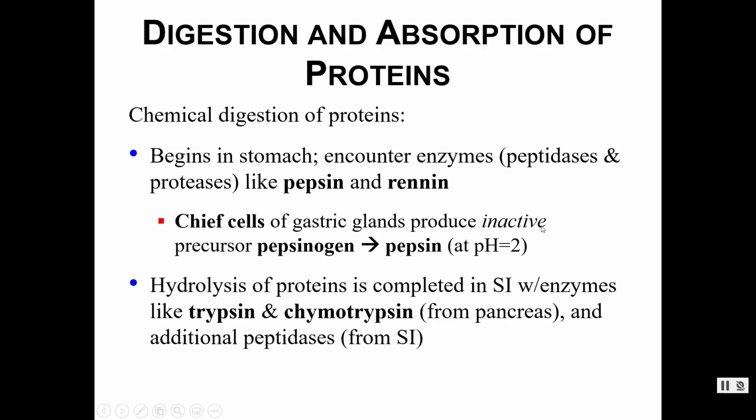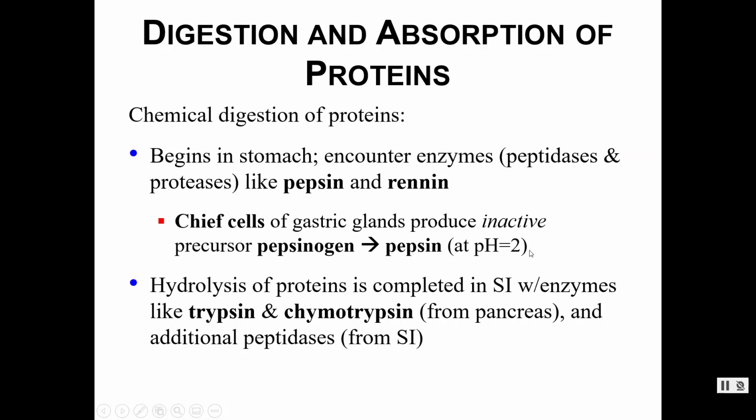Now, proteins. Protein digestion doesn't start until we get to the stomach, and we do have certain enzymes within the stomach. We call them collectively, as groups, peptidases and proteases, and we have mentioned two specifically: pepsin and renin. Don't forget that good old pepsin comes from pepsinogen, which was created by the chief cells, and remember, to convert the pepsinogen to pepsin we needed that really low pH.